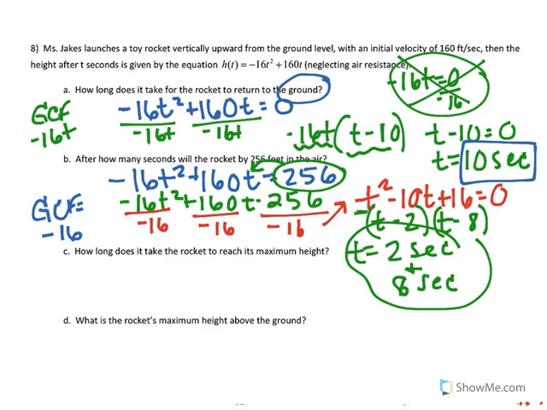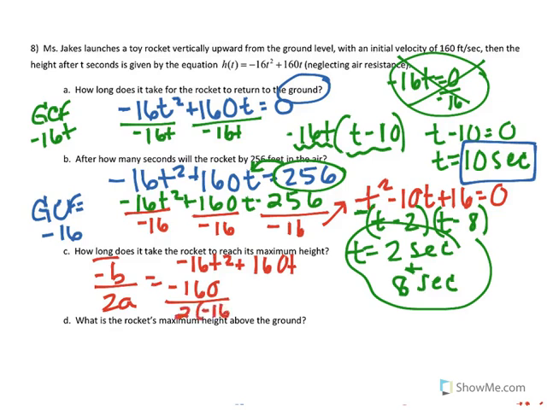Okay, so the next one is saying how long does it take the rocket to reach its maximum height? When it says how long, we're talking about time, and we know we have to do the vertex, that's our x. So we're just going to plug this stuff in. We have the equation negative 16t squared plus 160t, and we have negative 160 over 2 times negative 16. So when we solve this, we are going to get 5 seconds, and that's the time to reach the maximum height.